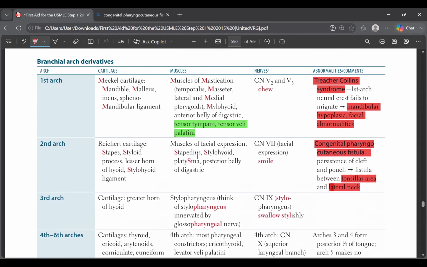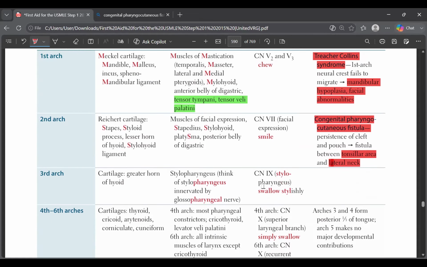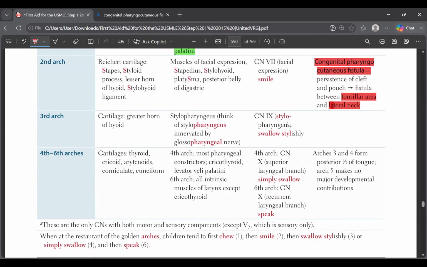The nerve is cranial nerve number 9, stylopharyngeus, swallow stylishly. Okay, so it's associated with swallowing and stylish. Stylopharyngeus, think of stylopharyngeus innervated by glossopharyngeal nerve. So yeah, basically, number 9 is glossopharyngeal, and it supplies stylopharyngeus, for correction.